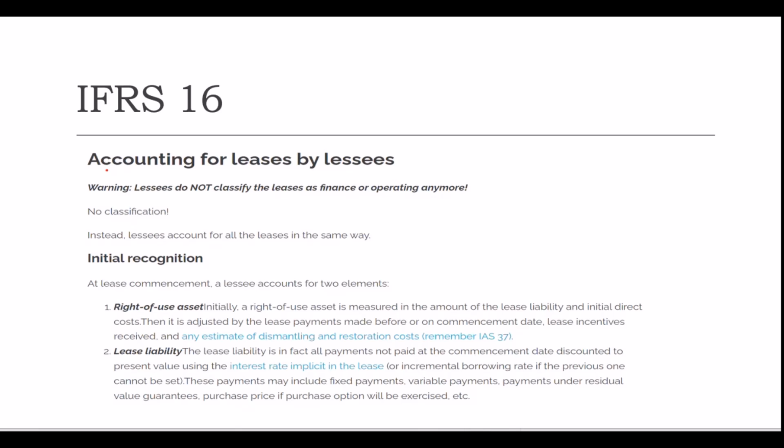Rental expense. Okay. Rental expense. Good. Any other?